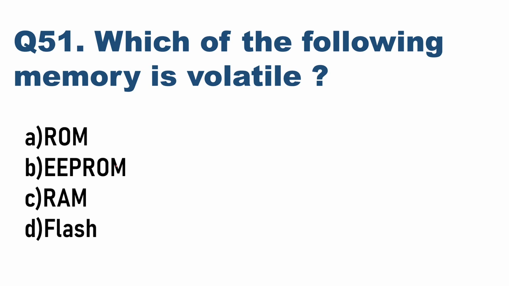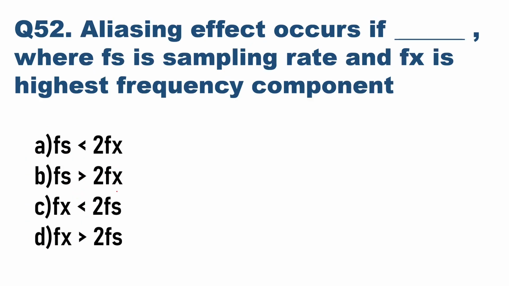This happens in the memory called random access memory, that is RAM. So RAM is a volatile memory. That is, it will lose its content; the stored data will be lost when the power is interrupted. So here you can see option C, RAM, is the right answer. RAM is a volatile memory. Then we'll go to the next question.